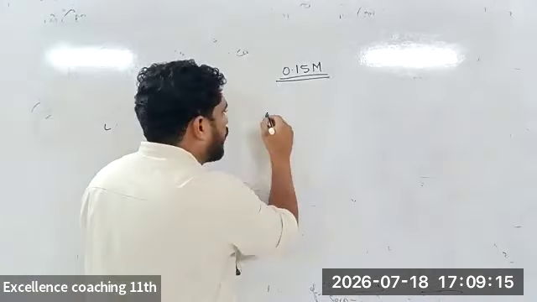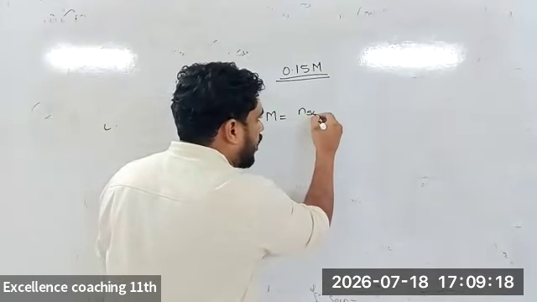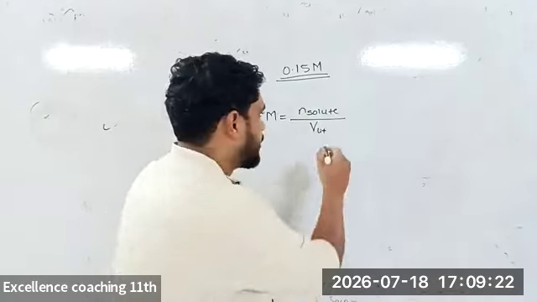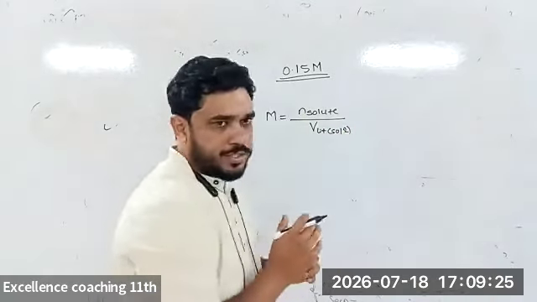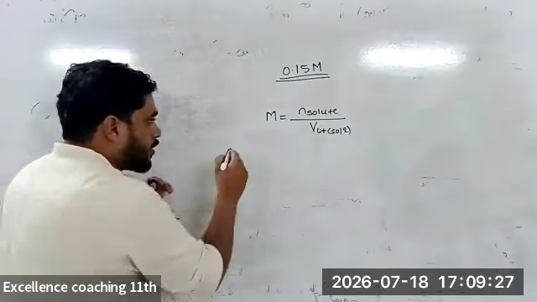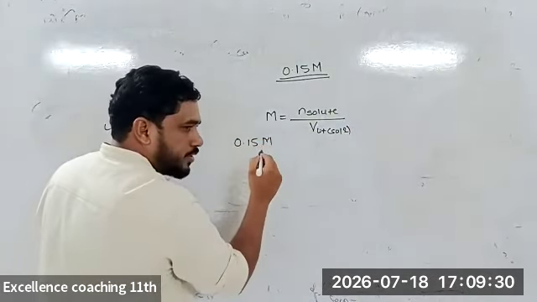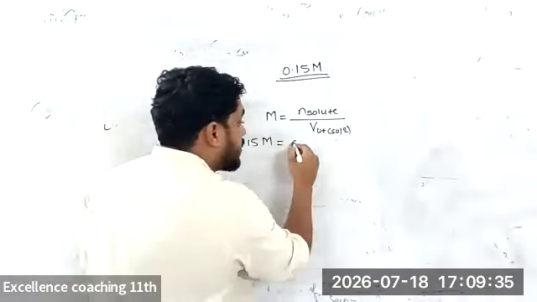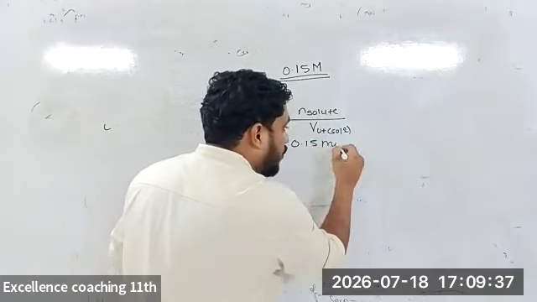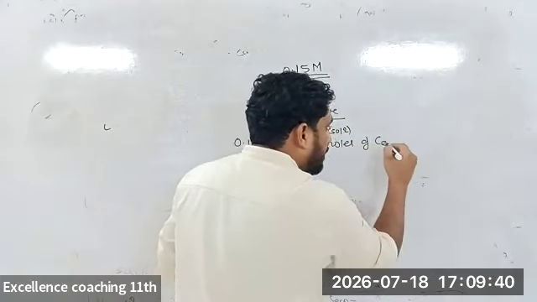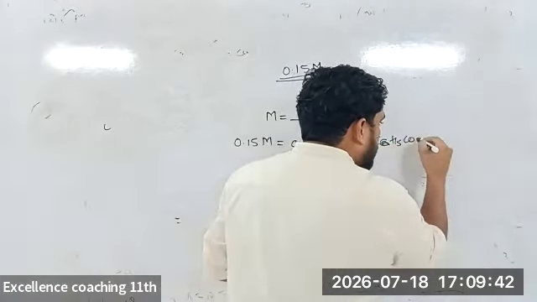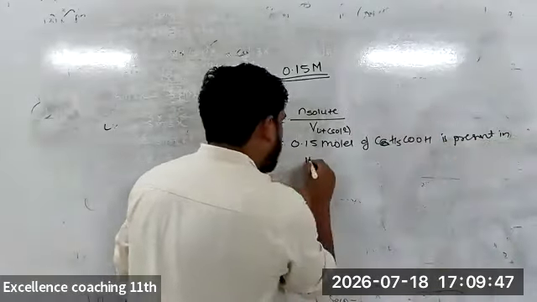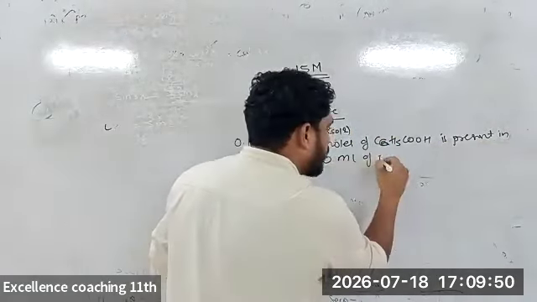Okay. So what is the formula for molarity? Number of moles of solute upon volume of solution in what? Liters. Volume of solution in liters. So 0.15 molarity is given. 0.15 molarity means 0.15 moles of benzoic acid is present in 1000 ml of solution.